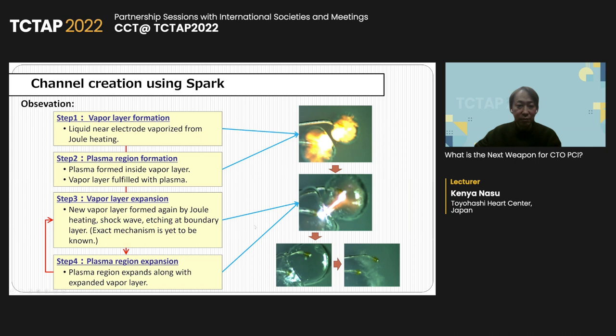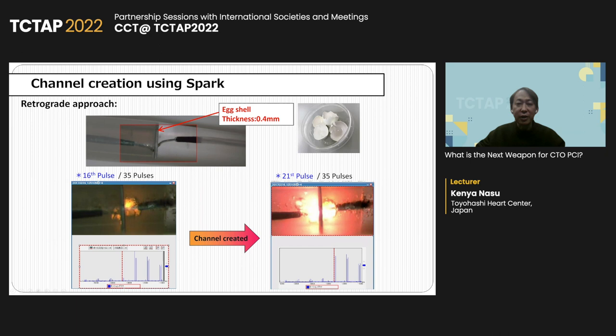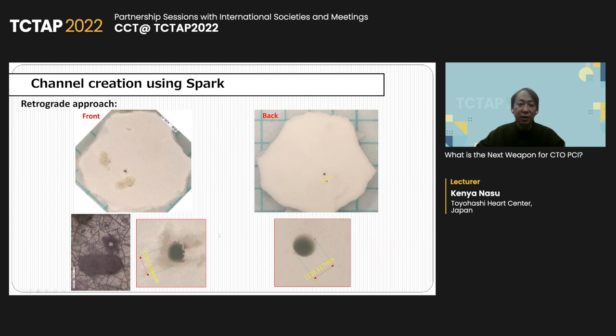In the first generation of the plasma wire system, we use the spark mode to create the connection between the two electrodes, mainly with the retrograde approach like this. At this stage of the plasma wire, we use very high energy so that we can ablate the calcification. We use an eggshell as a calcified disease model. We put the ablation between the two electrodes, and you can see a very clear hole in the eggshell. So this plasma energy can ablate the calcification.